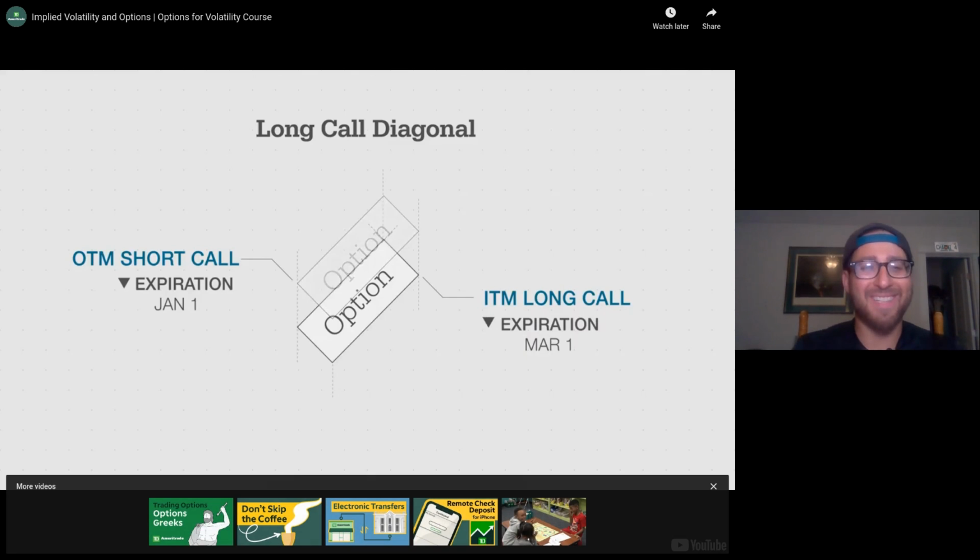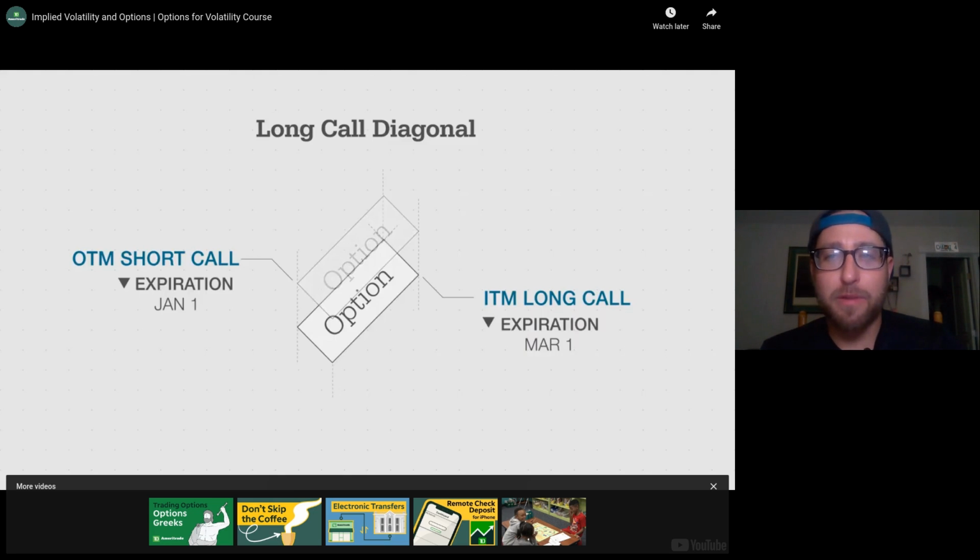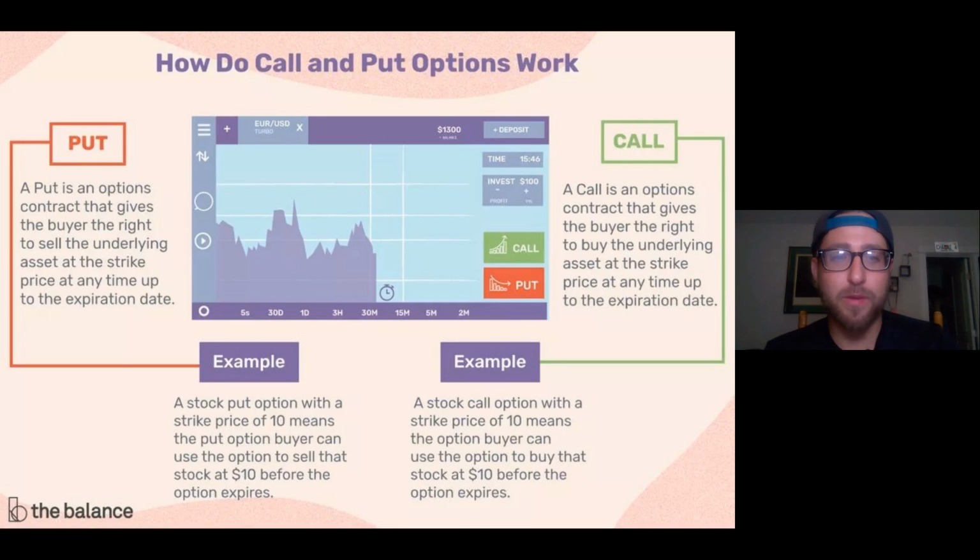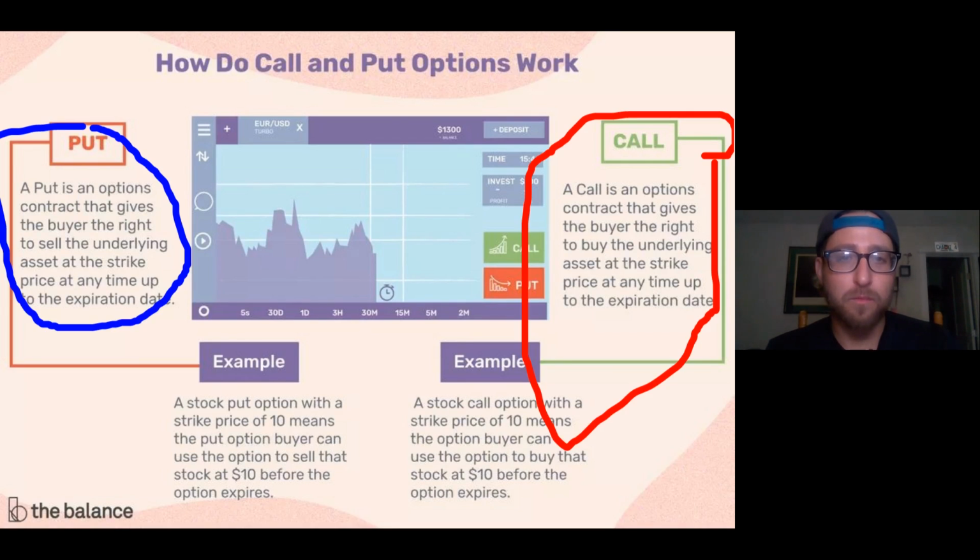Okay, I'm going to stop there because it gets really complicated, and we want to keep things simple before we start doing these sort of strategies. So just to bring everything together here, the handouts for everything is in this webinar. Remember, a call is an options contract that gives you the right to buy, a put, the buyer the right to sell.